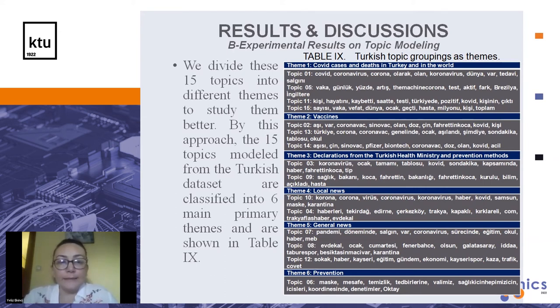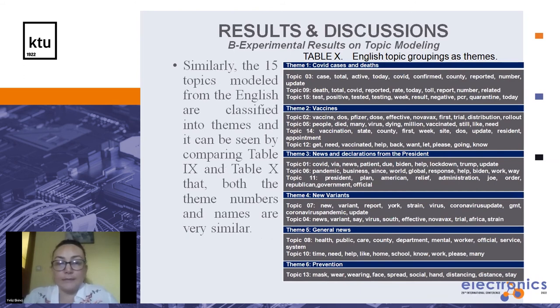Let's look at the English data set. In fact, as you can see, they are very similar. So here we have COVID cases and deaths in the first team for the world agenda. And again, the second one is about vaccines, very similar to the Turkish agenda. And again, like Turkey, in the world agenda, there are some news and declarations from the president, but since the tweets are in English, these are the declarations from the president of the US. There were some relief plans, etc.